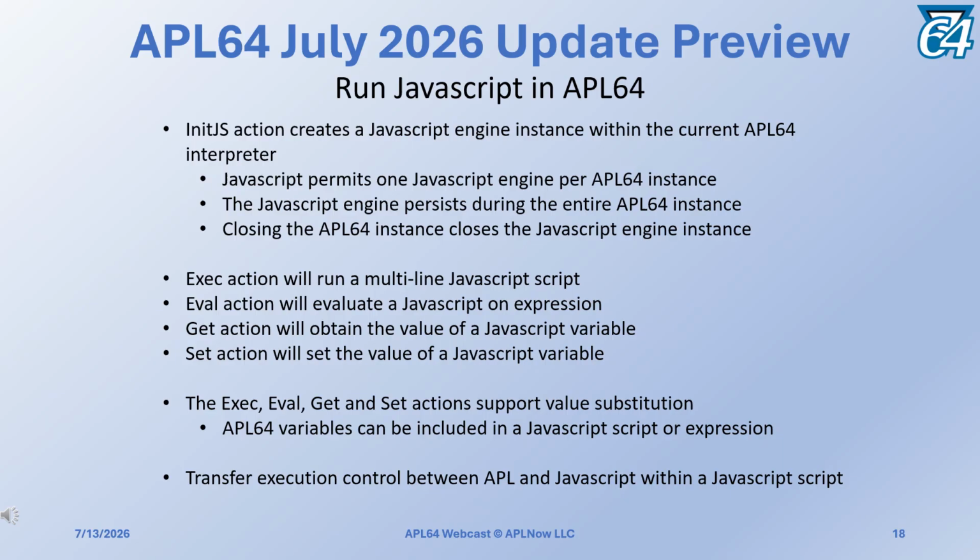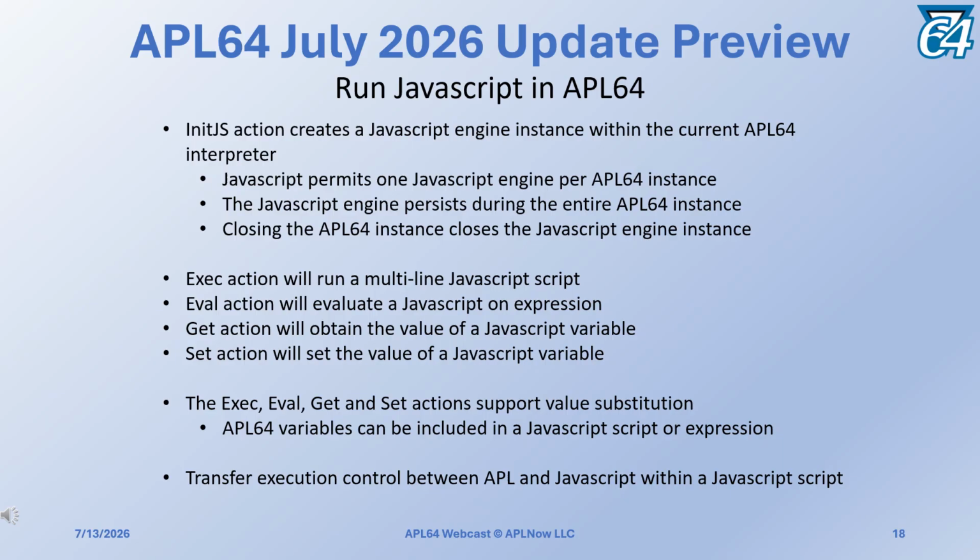The new APL64 QuadJS system function can be used to run JavaScript scripts in APL64. The APL64 QuadJS system function can create an instance of the JavaScript engine within the current APL64 interpreter instance. The JavaScript engine created using QuadJS persists during the entire APL64 instance. When an APL64 instance is closed, the JavaScript engine, if any, is disposed.